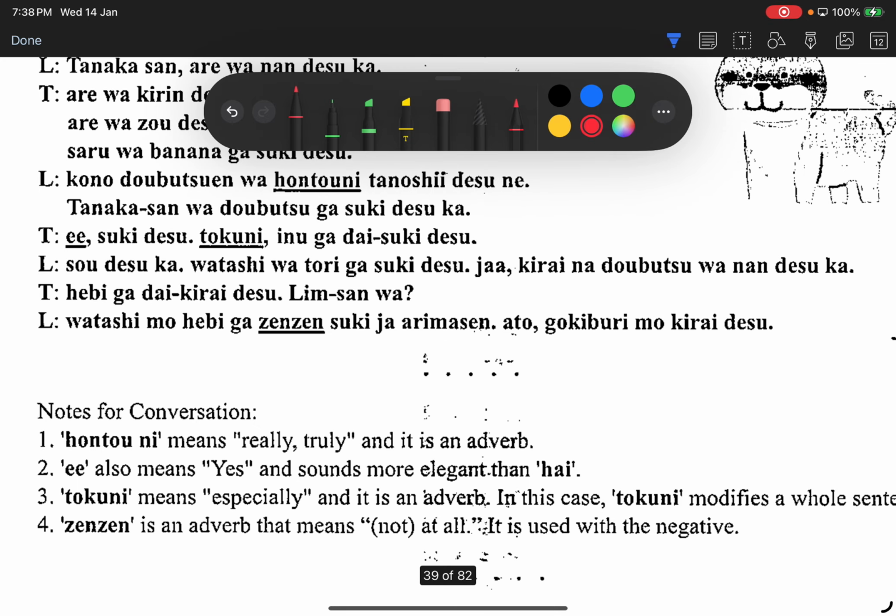Okay, L replies, so desu ka. So this so desu ka is like, is it? Right? So he just replies like, is it? Watashi wa tori ga suki desu. So about me, birds I like. Right? Tori ga suki. So tori is bird. Right? I'm not saying I own a bird, but I like birds in general.